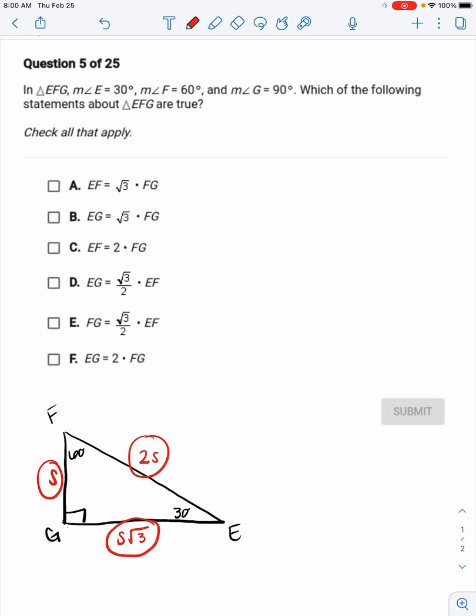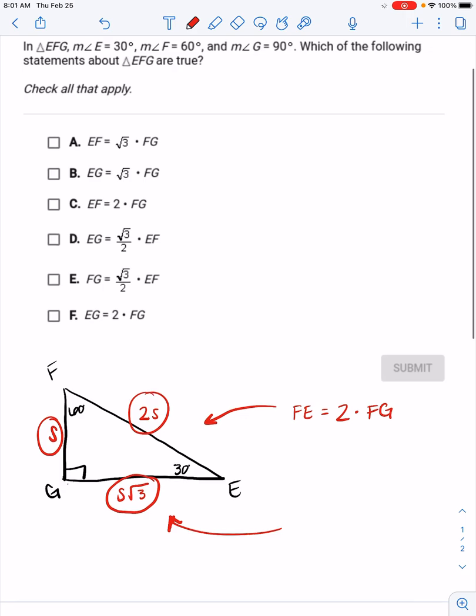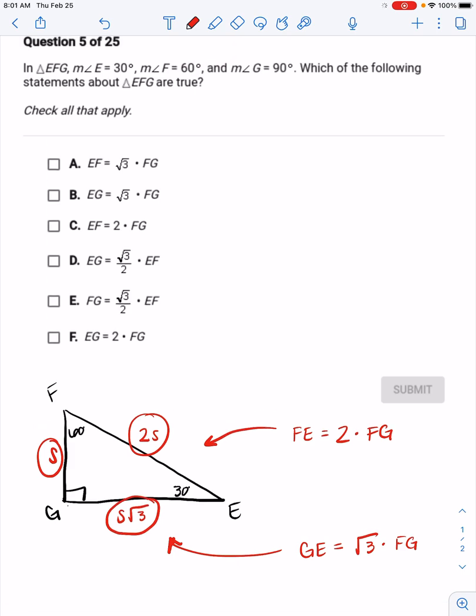What that is saying is that the hypotenuse, FE, is equal to 2 times the length of the shorter side, FG, okay? And then we also have this one. The longer leg, GE, is equal to radical 3 times the shorter leg, FG. And then we'll have to see if any of the other ones are accurate. So we want to look for those two.